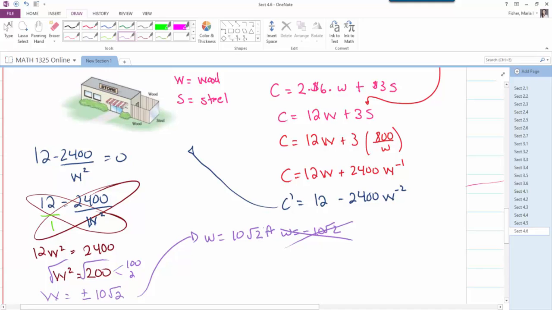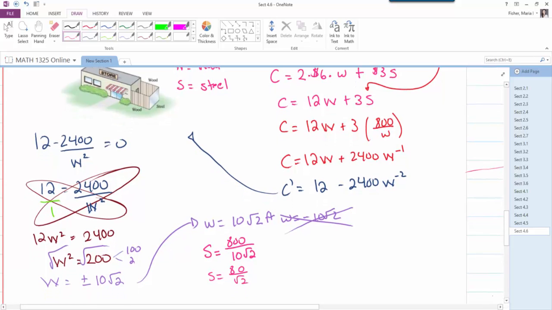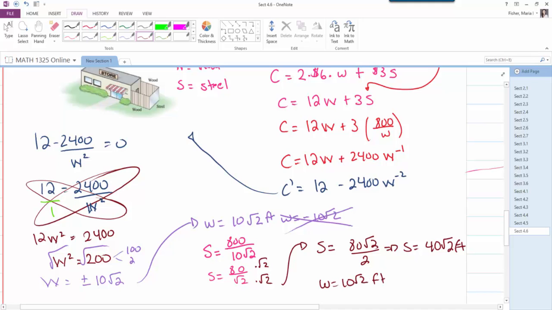feet. To find the dimensions for our steel, remember that my steel was equal to 800 over W, so this would be 800 over 10 square roots of 2. Well, this reduces to 80 over the square root of 2. If I rationalize the denominator by multiplying top and bottom by root 2, I end up with my steel would be 80 square roots of 2 over 2, which reduces to 40 square roots of 2 feet. So the dimensions would be for my pine wood to be 10 square roots of 2 feet and my steel to be 40 square roots of 2 feet.